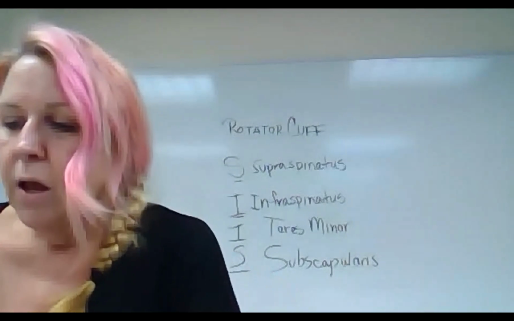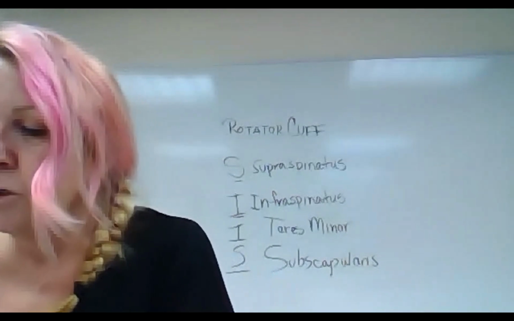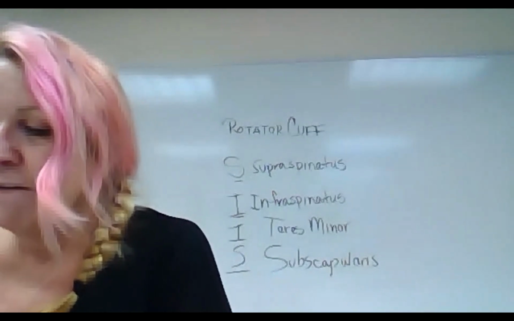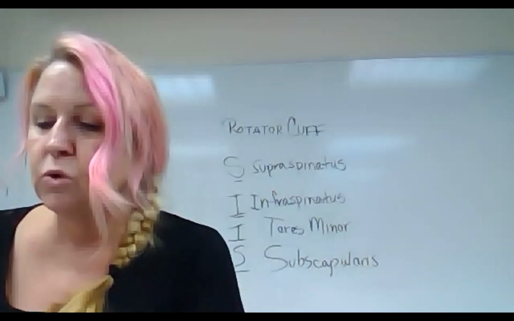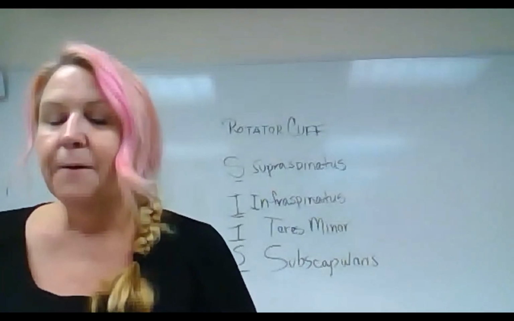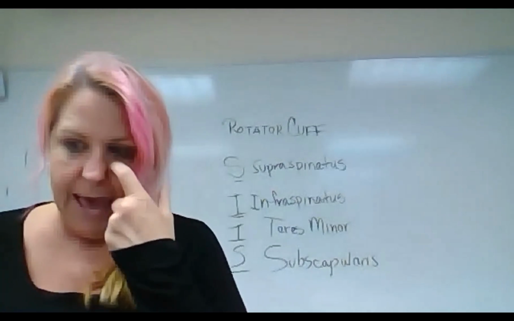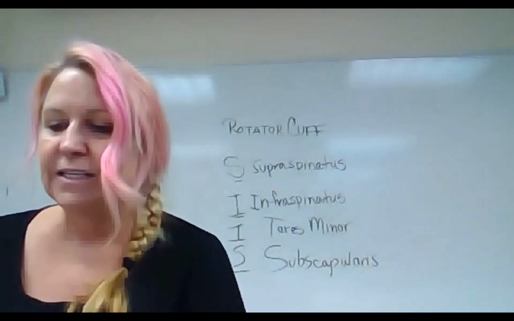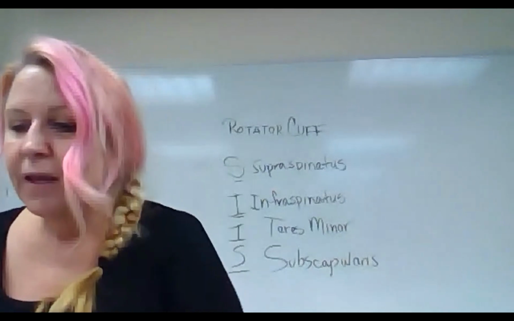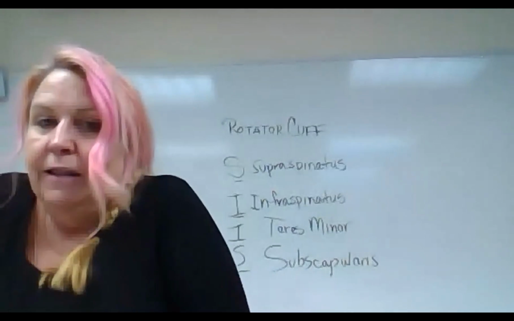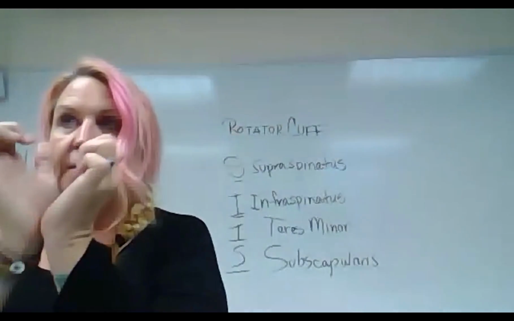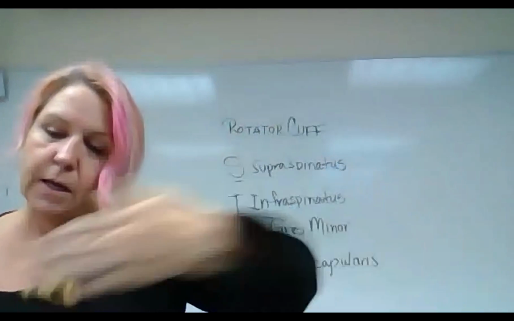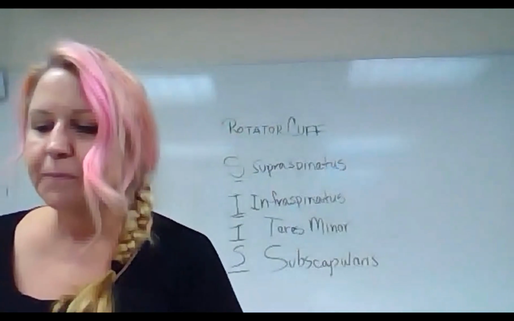Rhomboid minor and major have thin fibers that lie deep to the trapezius and superficial to the erector spinae muscles. I want you to highlight and know the actions. They adduct the scapula towards the spine, and they elevate the scapula. So elevation and then adduction, the medial edge of that scapula coming closer to the spine.